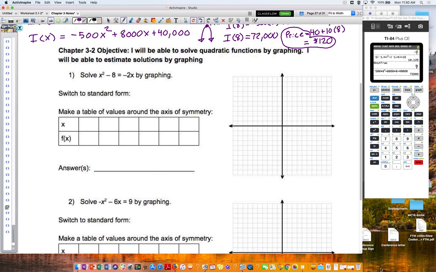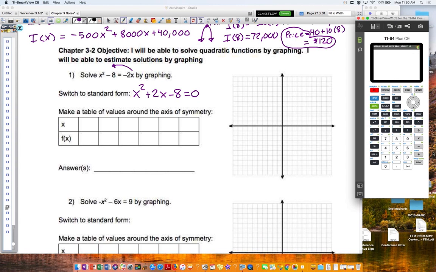So to switch it to standard form, I've got to move that minus 2x over. So x squared plus 2x minus 8 equals 0. So I'm going to right away plug this into my calculator. X squared plus 2x minus 8. I'm going to go ahead and graph it.